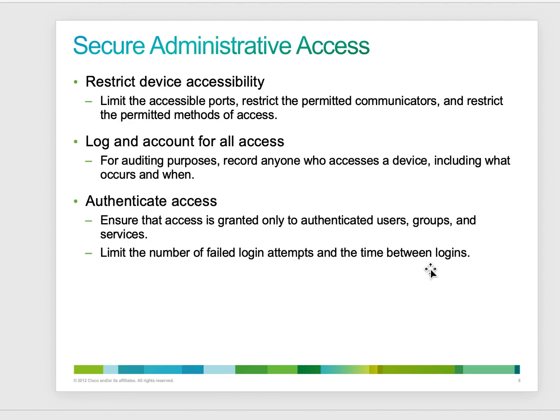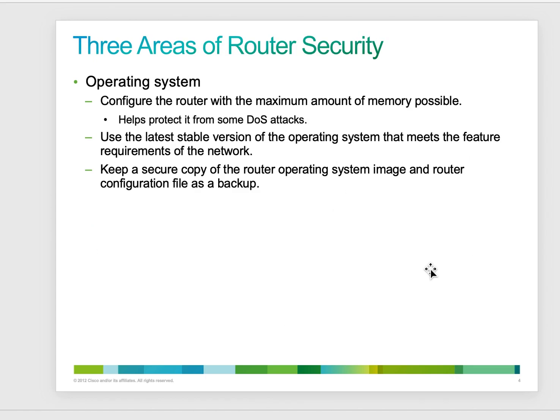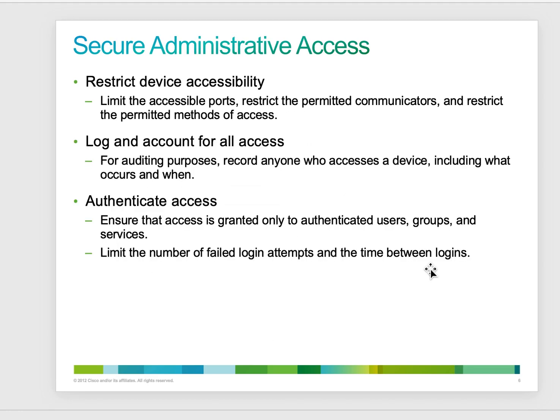Is that okay? Now we move on to secure administrative access, another subheading. We are done with the three areas of router security. The next thing to look at for this chapter is to secure administrative access, to look at ways of securing administrative access. Not everyone should have access or have all the access in a network. So we're going to look at the different types of ways of securing the administrative access.